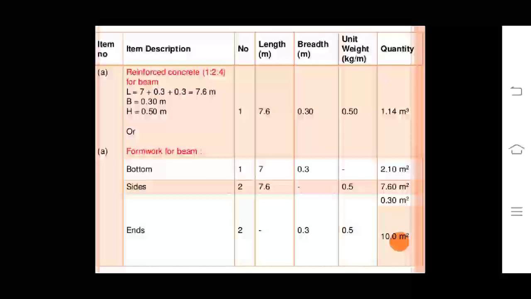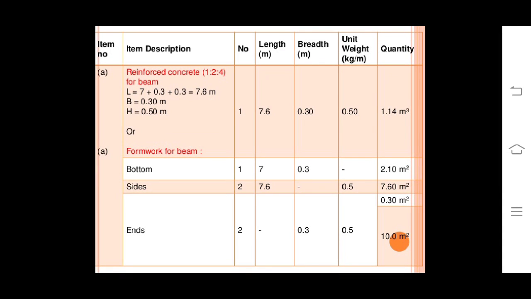Now for calculation of steel quantity, we have to put all these details in the bar bending schedule format. The first column is item number, second is item description, third is number, fourth is length, fifth is breadth, sixth is unit weight or unit per meter, and last is quantity.